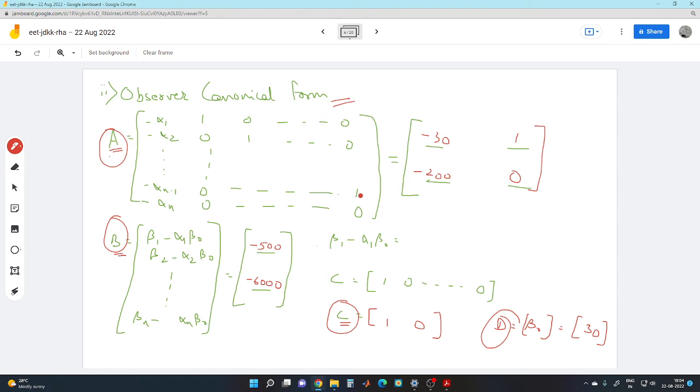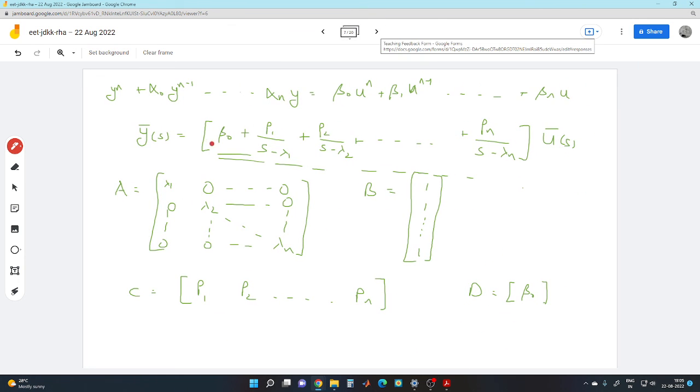Because it is an observer canonical form, the C matrix has the fixed values and the B matrix is to be calculated using alpha I and beta I. This is the formula given, and using this, these are the values we obtain for B. And D is again equal to beta naught, which is equal to 30.